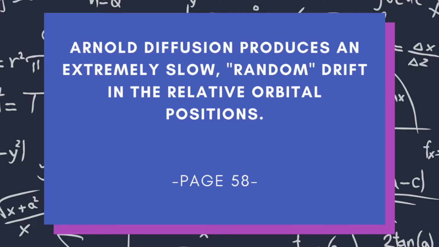Xia demonstrated in 1994 that a system of three bodies is not integrable. He showed that such a system could exhibit a strange phenomenon known as Arnold diffusion, which Vladimir Arnold first discovered. Arnold diffusion produces an extremely slow, random jump in the relative orbital positions. This jump is not truly random. It is an example of what is now known as chaos, which is defined as simply random behavior with purely deterministic causes. Both the Lorenz attractor and the double pendulum are examples of chaotic behavior.